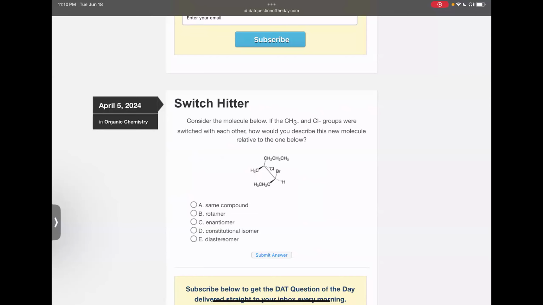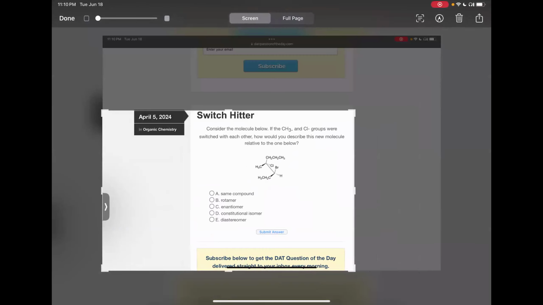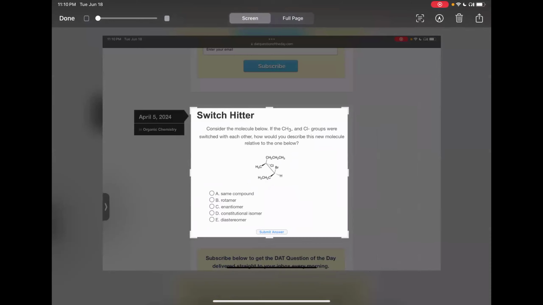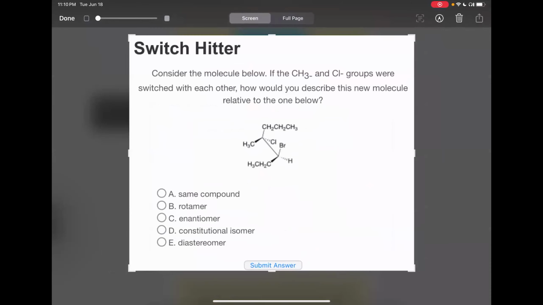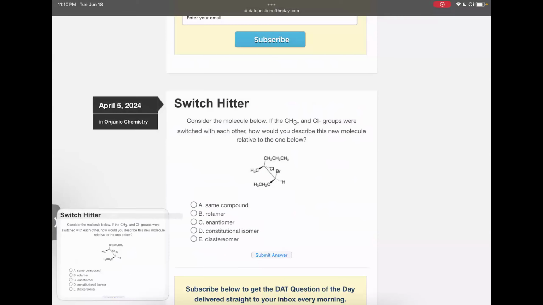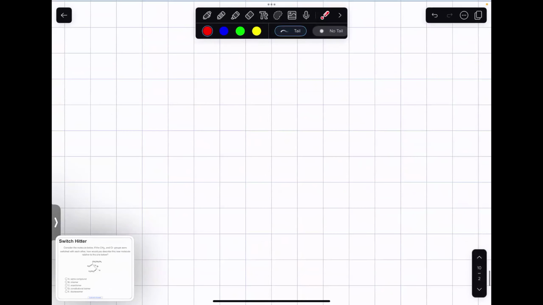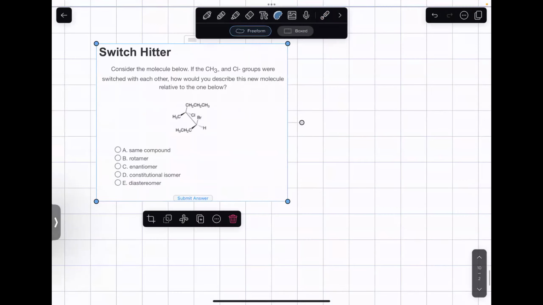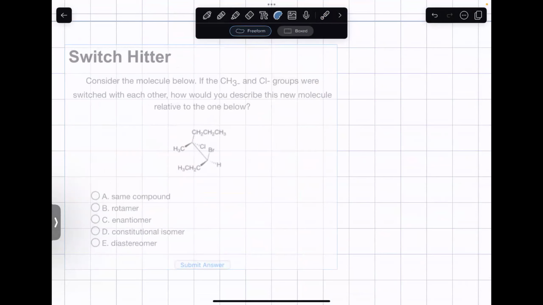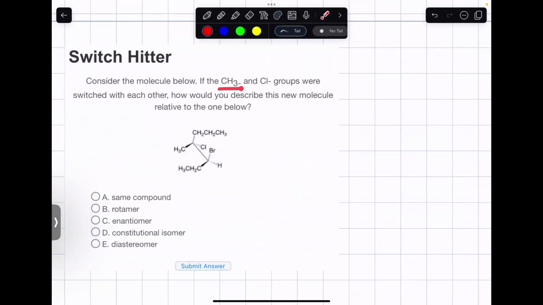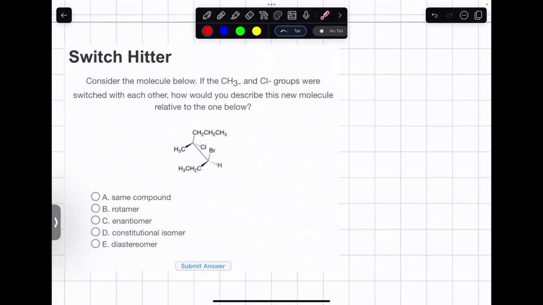What the heck? This looks so weird. This is going to be about stereoisomers. Let's break it down. Consider the molecule below. If the CH3 and Cl groups were switched with each other, how would you describe the new molecule relative to the one below? CH3 and Cl switched, so let's draw that out.